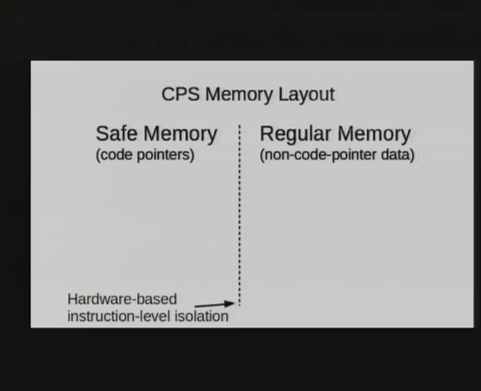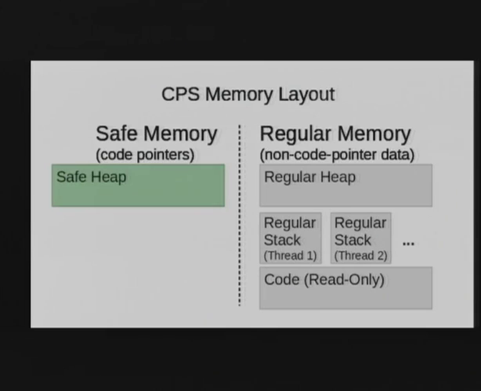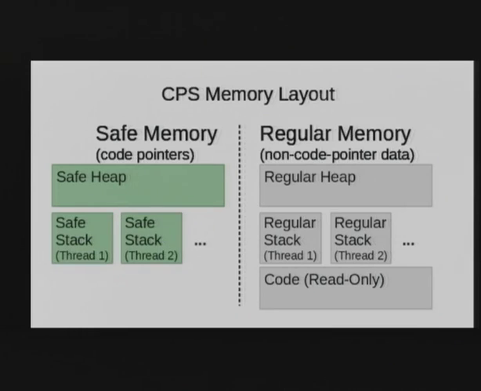And we actually use hardware-based instruction-level isolation to separate these two memory areas, using already existing features available on current architectures. So the regular memory contains the regular heap, stacks, and code, which is mapped read-only and cannot be modified by the attacker in that case. And the safe memory contains the safe heap that only contains null values or pointer values or values for function pointers, and the safe stacks that contain all the safe data on the stacks.